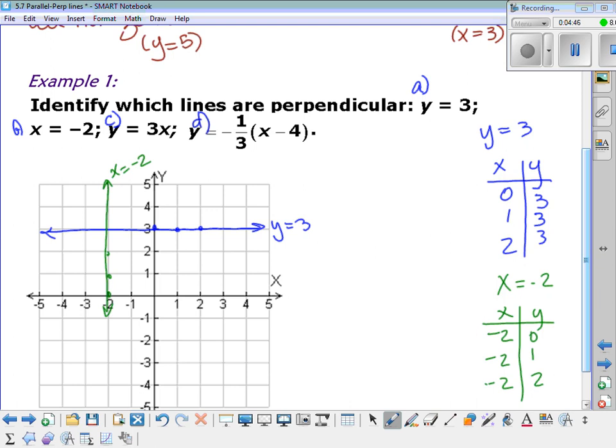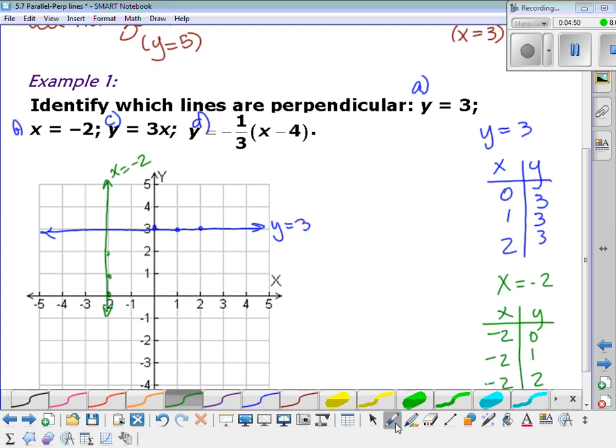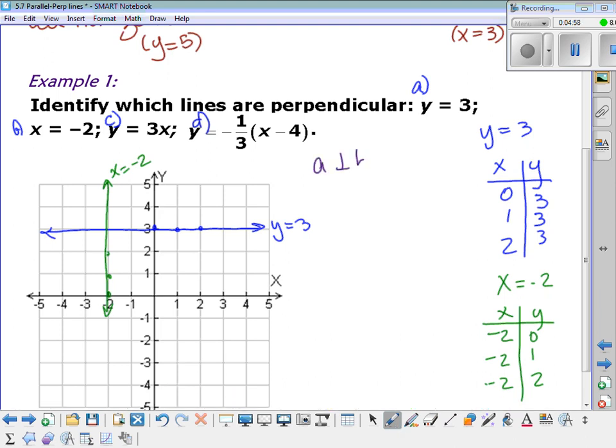Are those perpendicular to each other? Thumbs up or thumbs down. Are those perpendicular, A and B? Yes, they are. Okay, so I know A is perpendicular to B. So that's part of my answer. Let's check out the other two, though, and see what we've got.